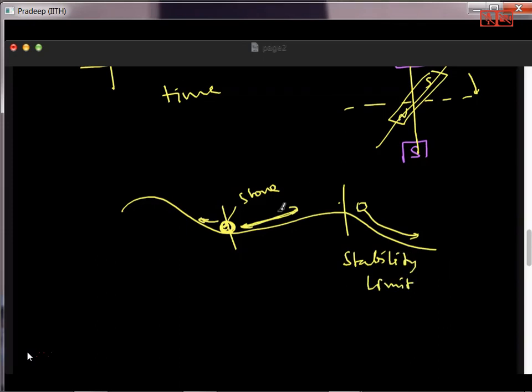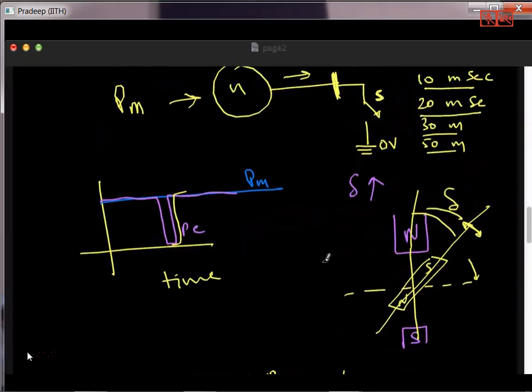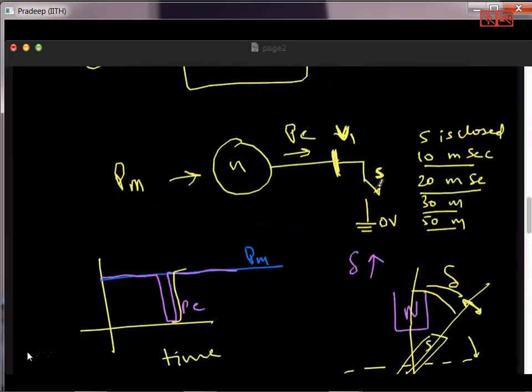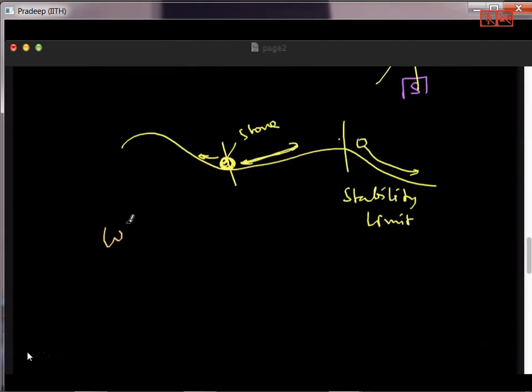So a similar question we are asking here is whether it can withstand a 10 millisecond fault, or a 20 millisecond fault, or a 30 millisecond fault, and so on. So how many milliseconds can it withstand? What is the time in which the fault has to be cleared? Another technical term for this is critical clearing time. So the question we can ask is, what is the critical clearing time?